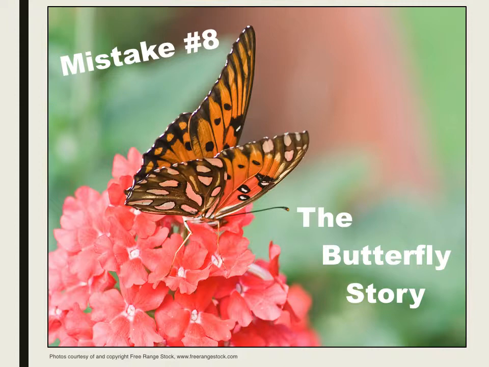Then it seemed to stop making any progress. It appeared as if it had gotten as far as it could and could go no further. So the man decided to help the butterfly. He took a pair of scissors and snipped off the remaining bit of cocoon. The butterfly then emerged easily, but it had a swollen body and small shriveled wings.